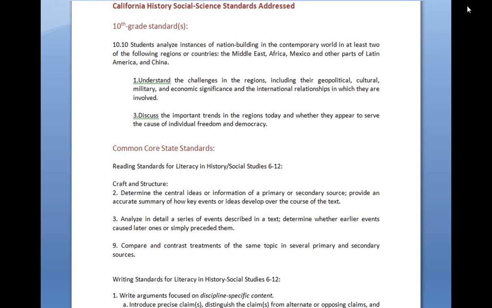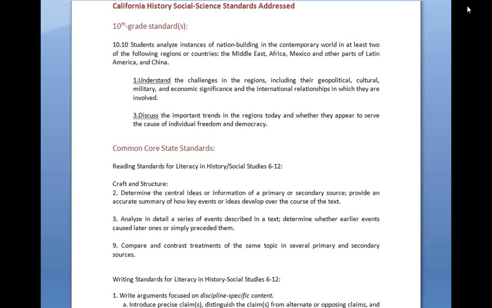Okay, this next page is the second page of the lesson. This is the content standards. Like I mentioned before, we've aligned these lessons both with the California History Social Science content standards, but also the Common Core standards. So at the top, you'll see 10th grade standards.